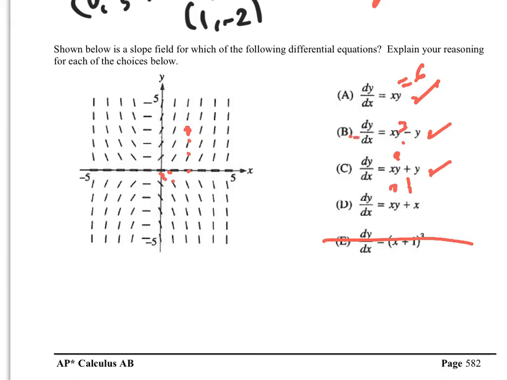Oh, wait. Why don't we just use -1? Why? Because it's a 0. All negative ones are 0. Good idea. All negative ones are 0. So let me get rid of my scratch here. All negative ones should give me a 0.